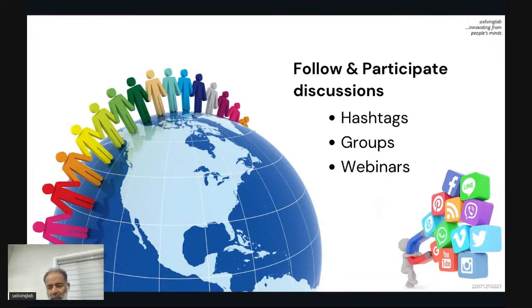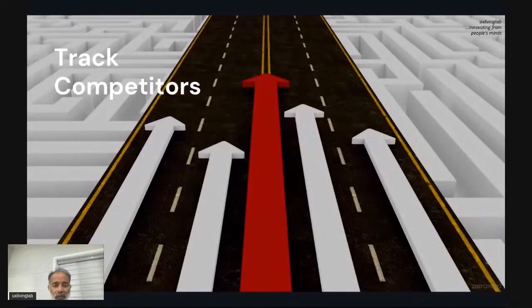Okay, the communities, customer journeys, and shops, that is sharing the purchase point. These are the main methods to identify your competitors. After that, track competitors. That is the next step.